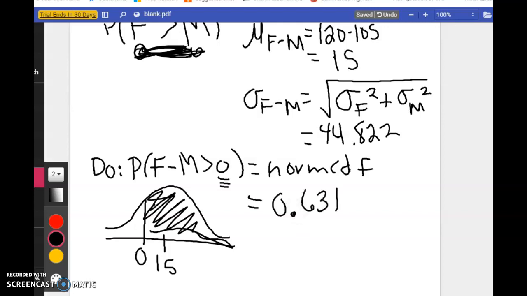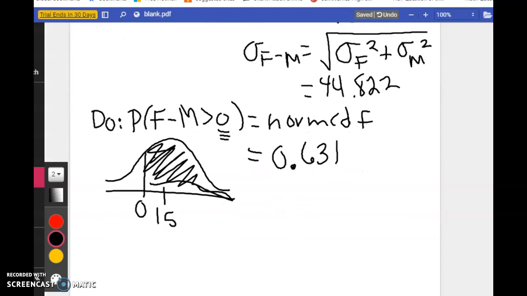0.631. And then my conclude, I'm not going to take the time to type this or write it, but you could imagine it. You would say the probability that a randomly chosen female has a higher SSHA score than a randomly chosen male is 0.631, or you could say there's a 63% chance that a female is going to score higher than a male on this study habits test.